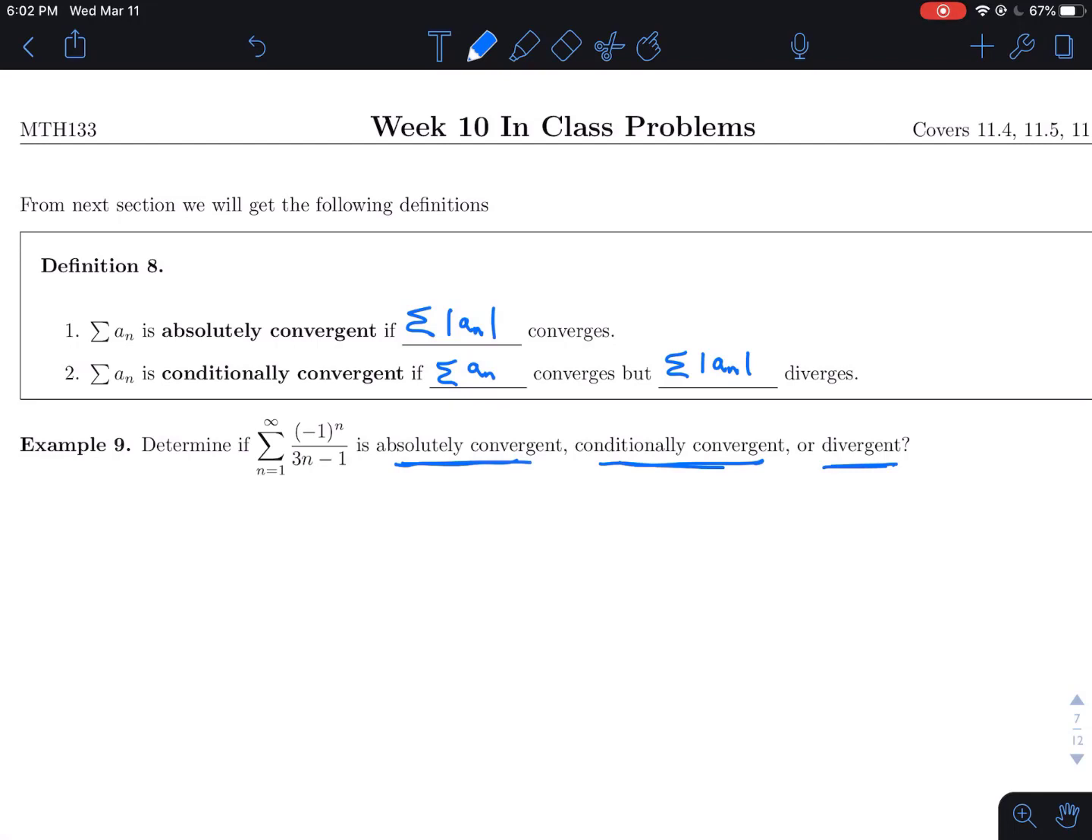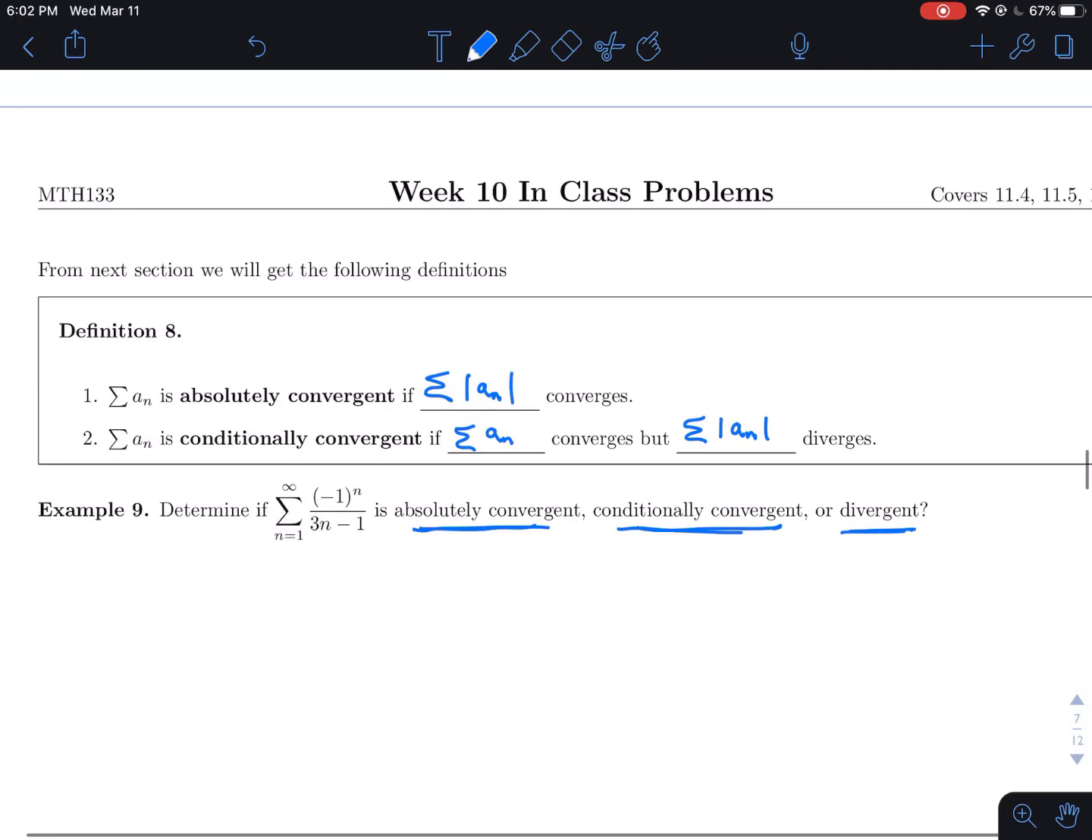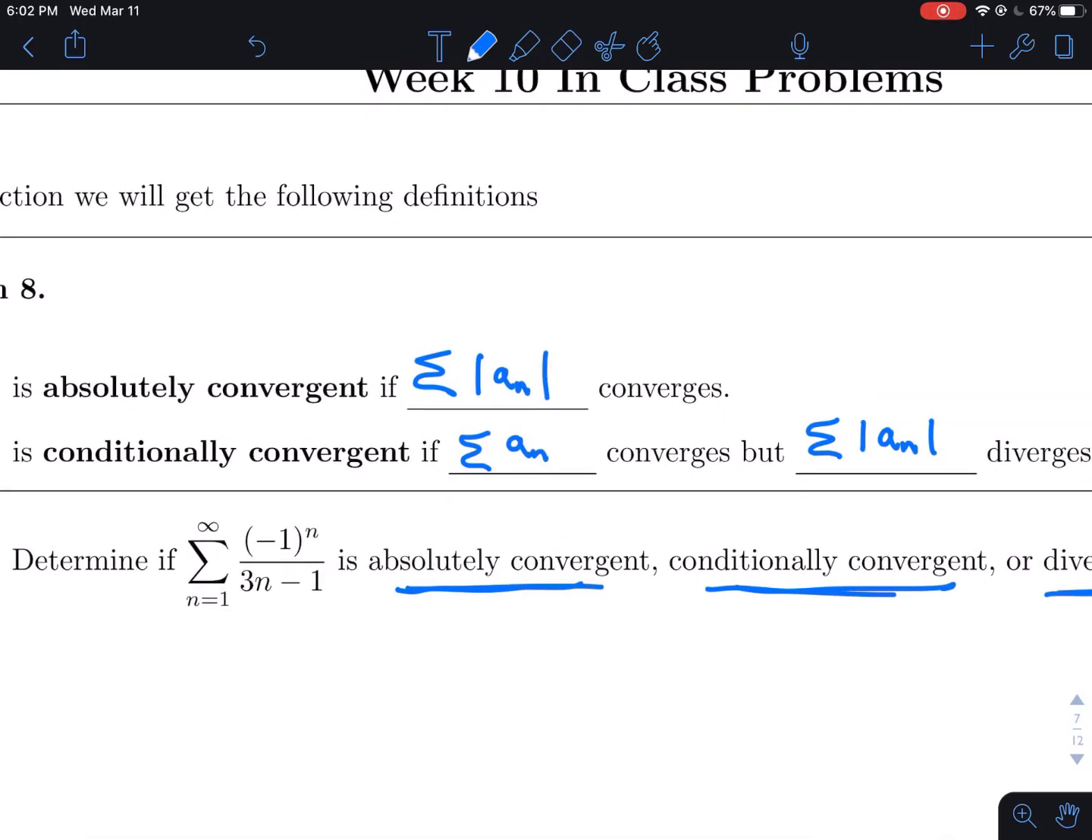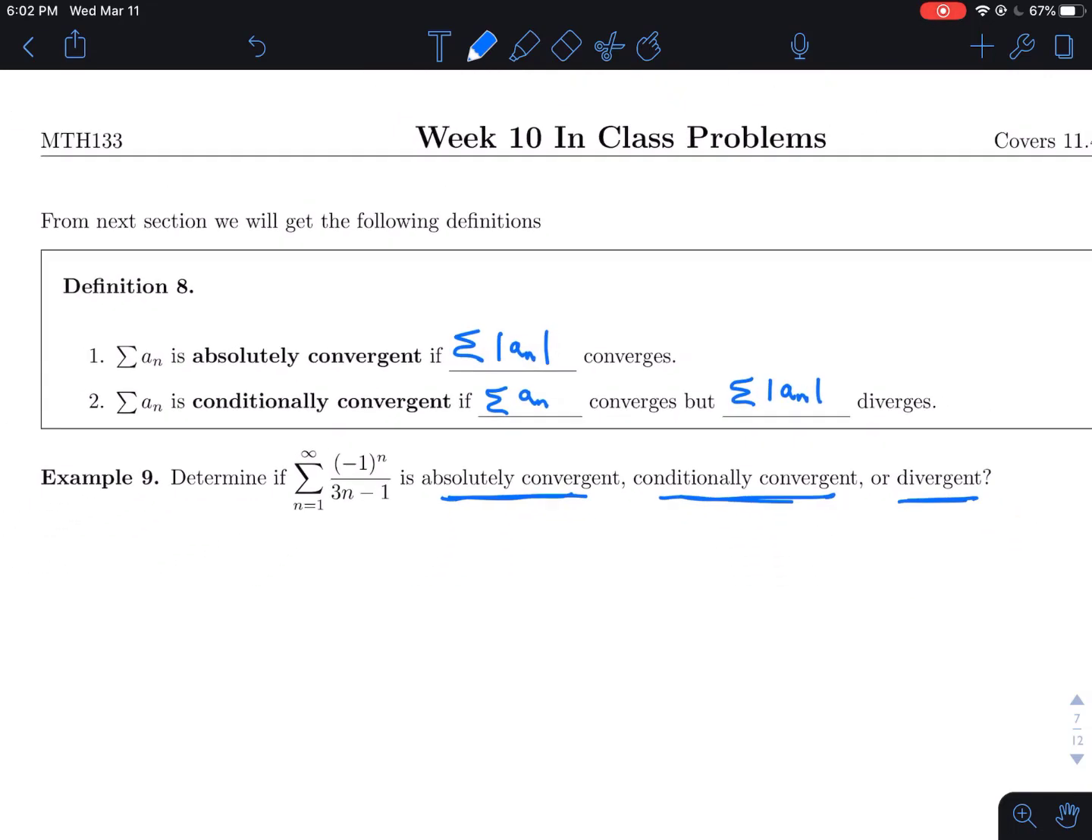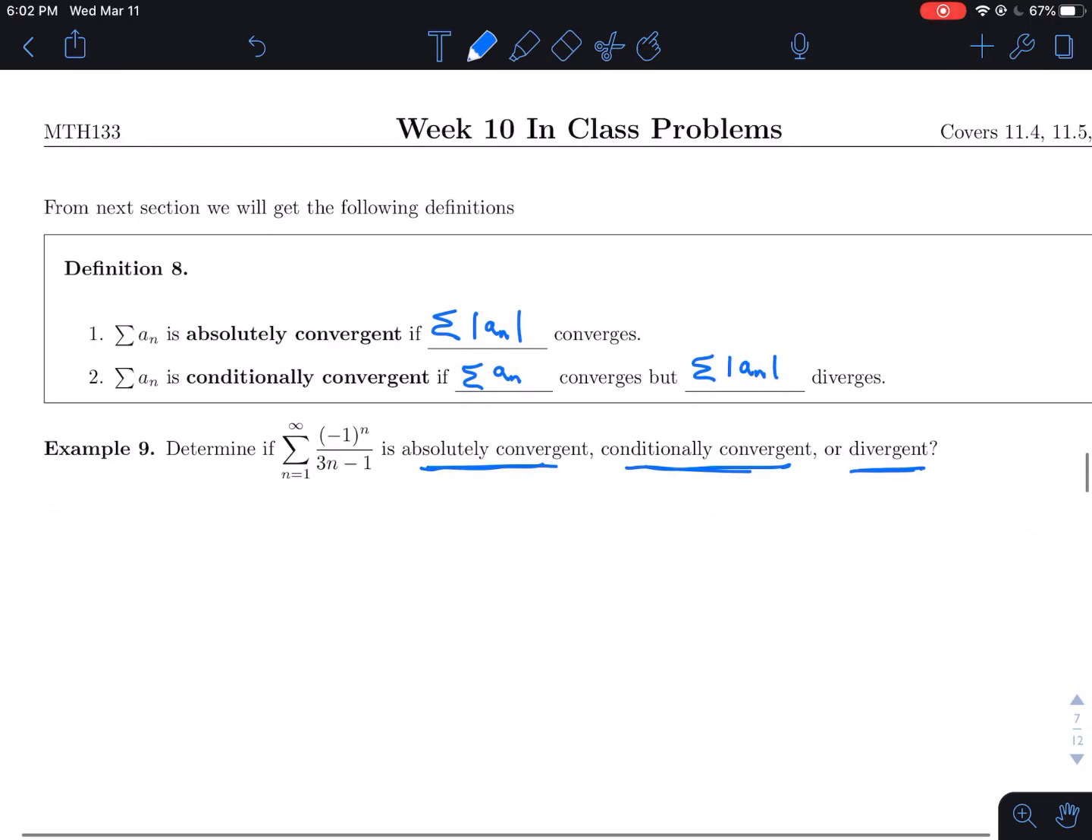And for a lot of our series before today, they've just been positive. And so those absolute values haven't really made a difference. But here when we're talking about alternating series, well, half the time they used to be positive, half the time they used to be negative. And now those absolute values really do make a difference. And so I'd like to go over a few examples with these new bins. Is it absolutely convergent, conditionally convergent, or divergent? And so let's work our way down.